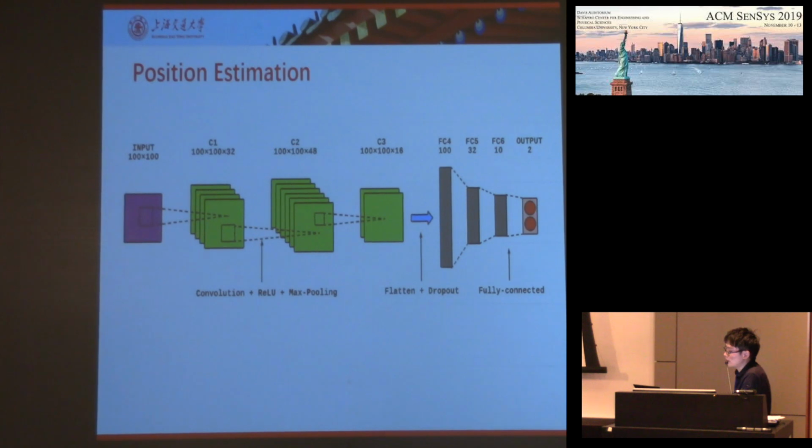So to take full advantage of these patterns, we treat holograms as images and construct a convolutional neural network to learn these patterns. It's a typical CNN: 3 convolution layers, 1 jump layer to avoid overfitting, and 3 fully connected layers. Finally, it outputs the exact coordinates of the target tag.